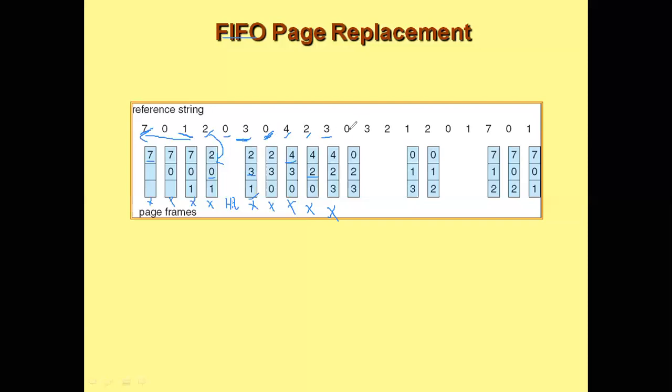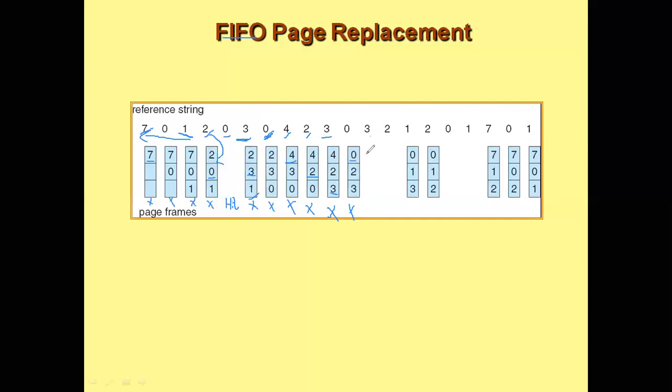Okay, yeah. So you have replaced 0 with 3. Now coming to 0, there is no 0 in the main memory, so this is also a page fault. Now which one should you replace 0 with? You can't replace it with 3, you can't replace it with 2, you should be replacing it with 4. So in the place of 4 you should be writing 0.